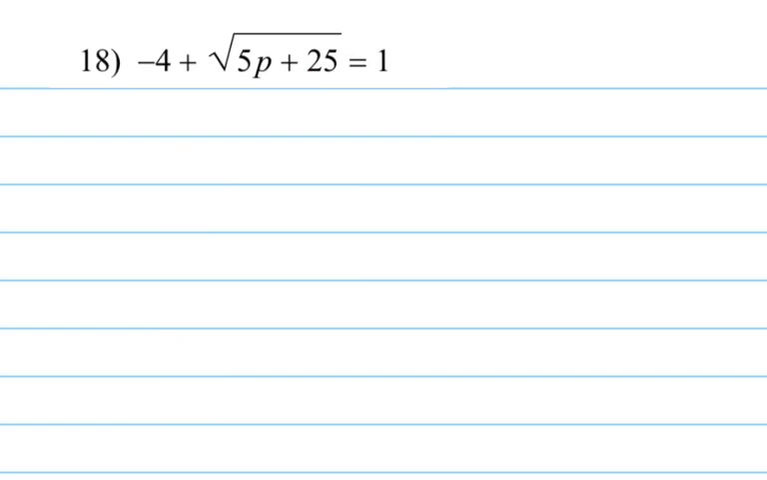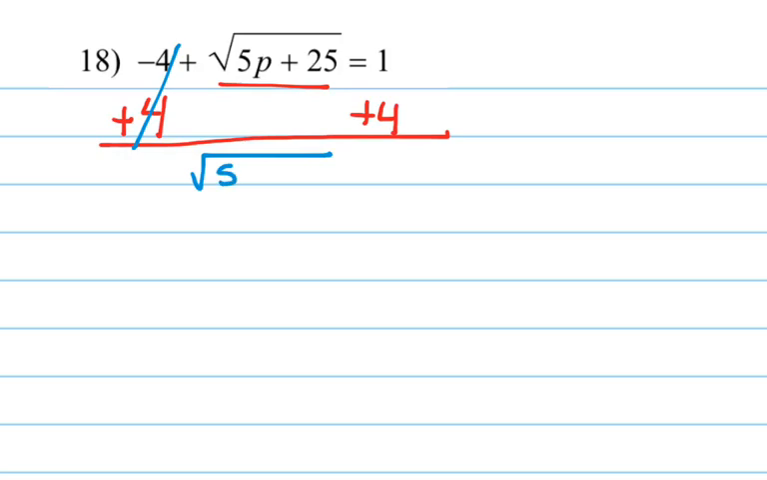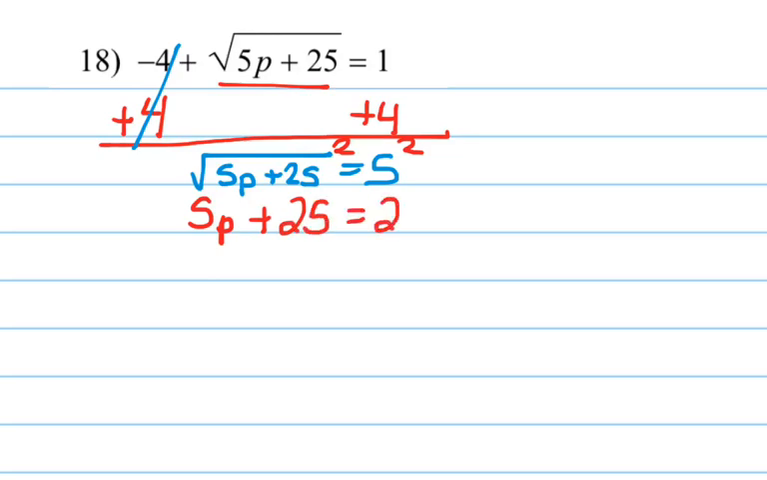Number 18, we have one radical again, so that means we need to get it by itself. So I need to move the 4 away by adding 4 to both sides, as it was negative. It cancels out over here, leaving me the square root of 5p plus 25 is equal to 5. Now I need to square both sides. So that's going to cancel out the radical on the left-hand side, leave me just the inside, and 5 times 5 is 25.